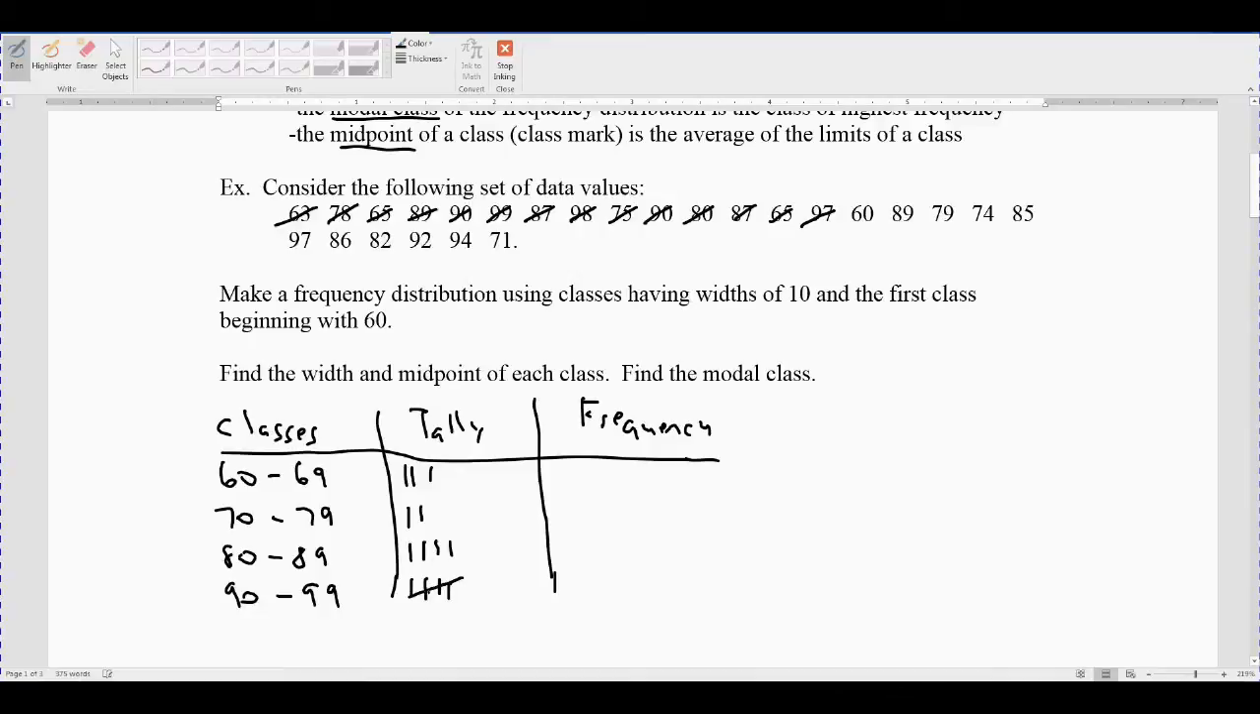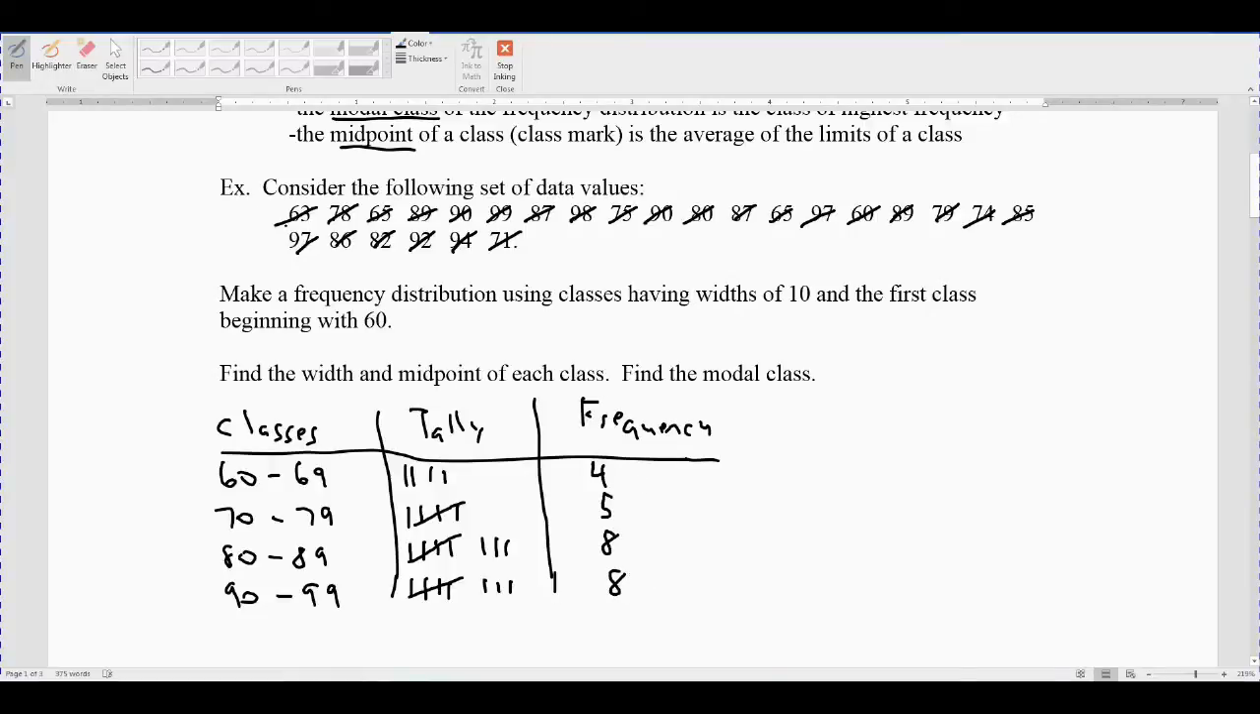97. I'm going to put a line through there, that makes 5. 60, 89, put a line through there, that's 5. 79, 74, 85, 97, 86, 82, 92, 94, and 71. So when you add up the tallies, you have 4 for the 60s, 5 for the 70s, 8 for the 80s, and 8 for the 90s.